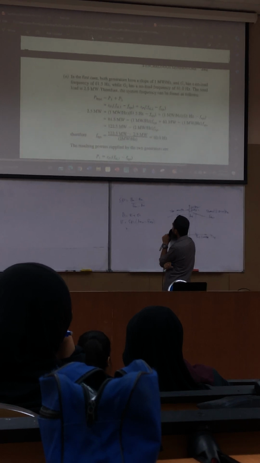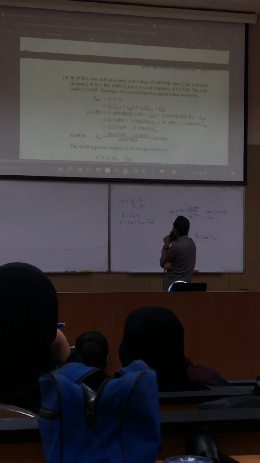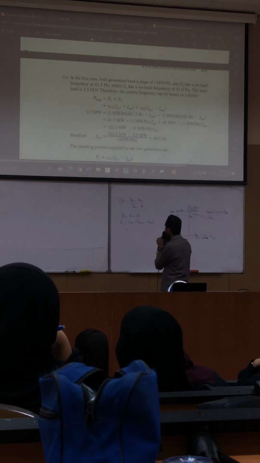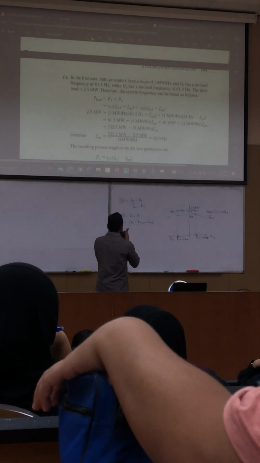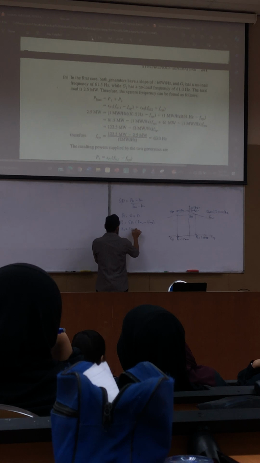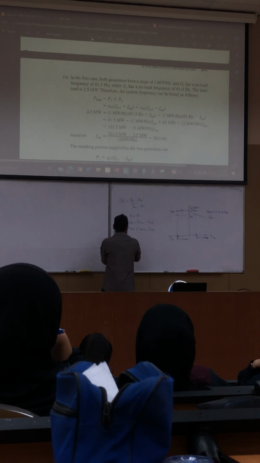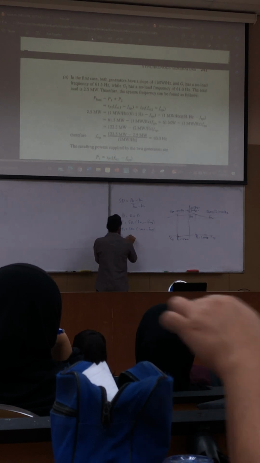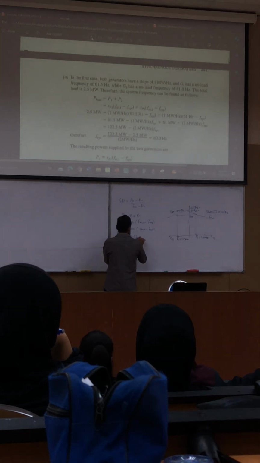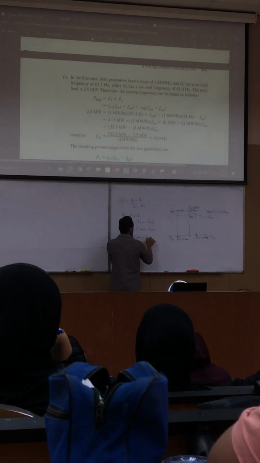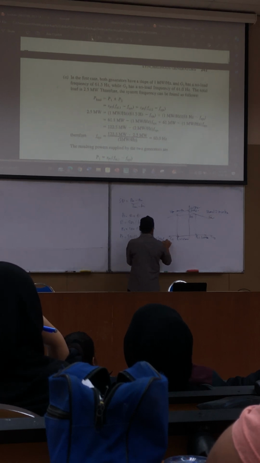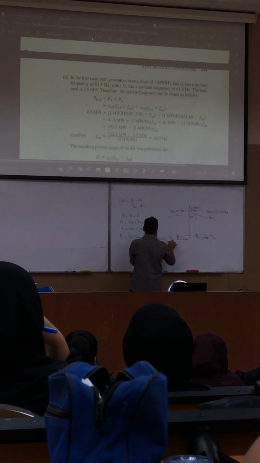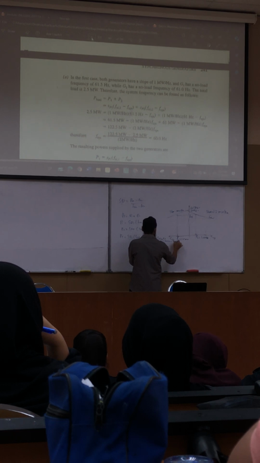So you will get the system frequency. If here is 60 Hz, this one you have to calculate back how much the system frequency is. So P1, P2: speed drop number 2, frequency no load number 2 minus system frequency. So P total will be speed drop 1, frequency no load 1 minus system frequency, plus speed drop 2, frequency no load 2 minus system frequency.